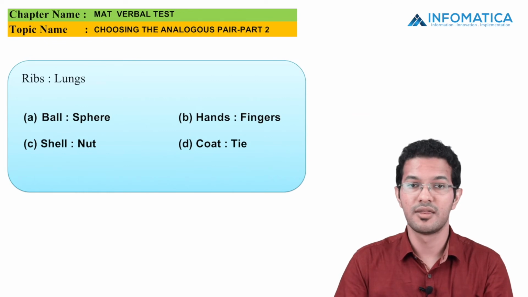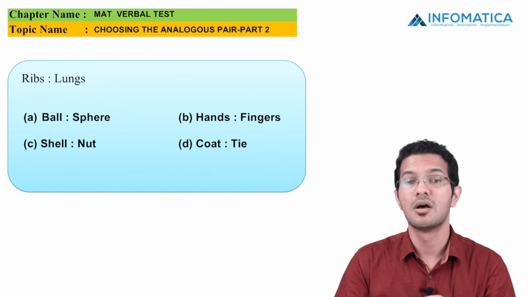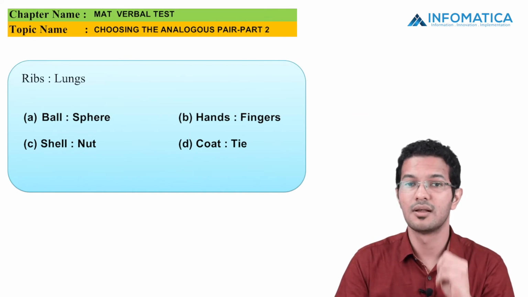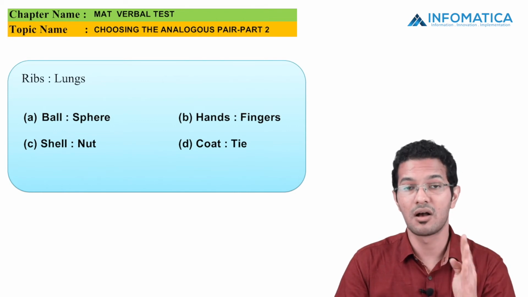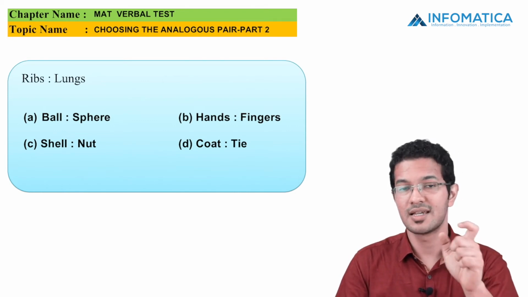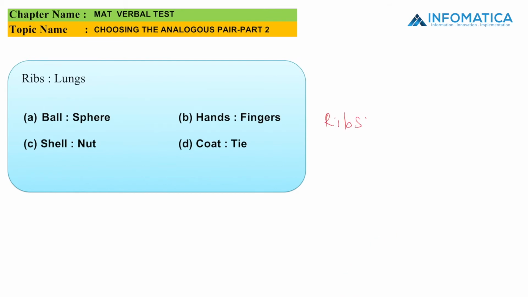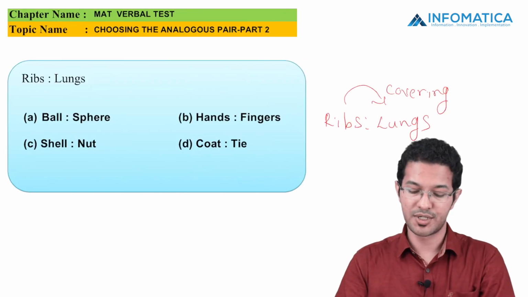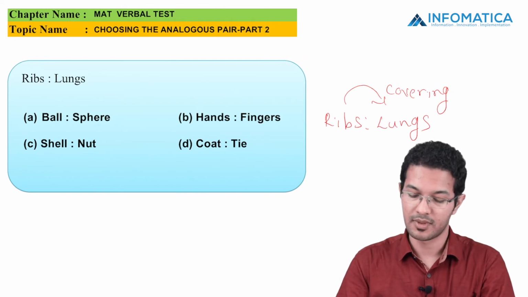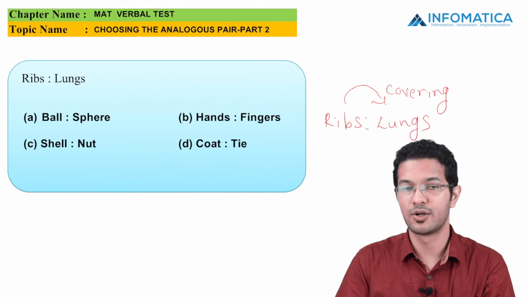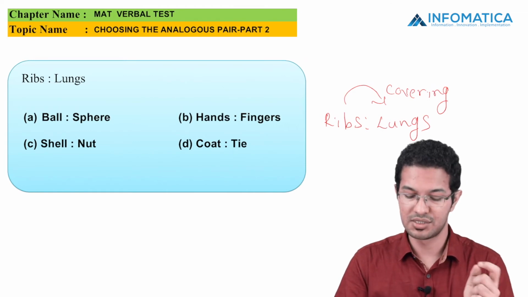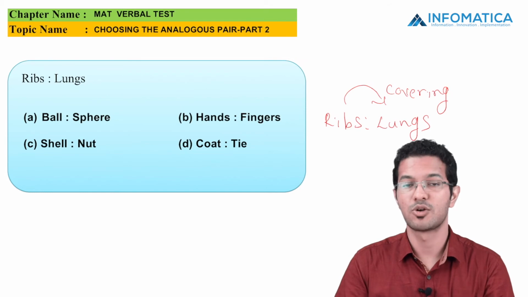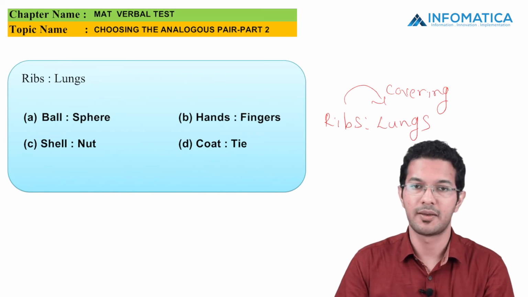Next MCQ says ribs is related to lungs. I know that ribs form a protective layer around the lungs, or the lungs are covered by the ribs. This is the relation. So let us see the options. Option A is ball is related to sphere. B is hands is related to fingers. Option C is shell is related to nut. Whereas option D is coat is related to tie.